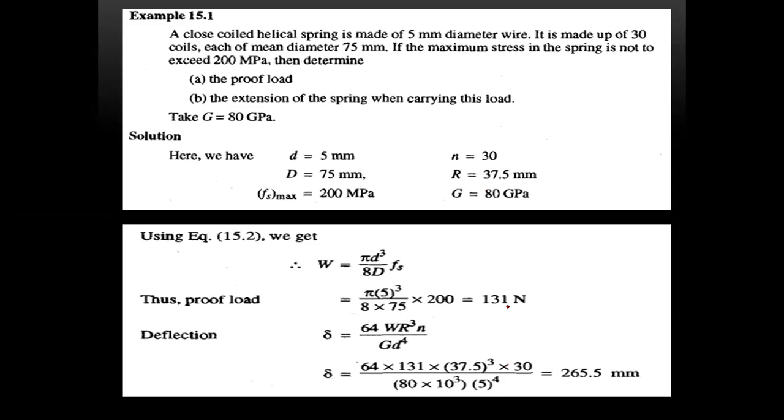We'll do some of the problems here. A closed coil helical spring is made of 5 mm diameter wire. It is made up of 30 coils, N is equal to 30. The mean diameter is 75 mm. If the maximum shear stress of the spring is not to exceed 200 MPa, then determine the proof load and the extension of the spring when carrying the load. Take G is equal to 80 GPa.